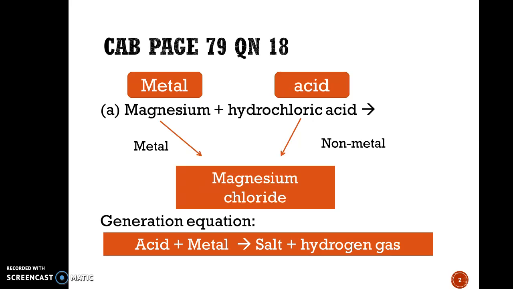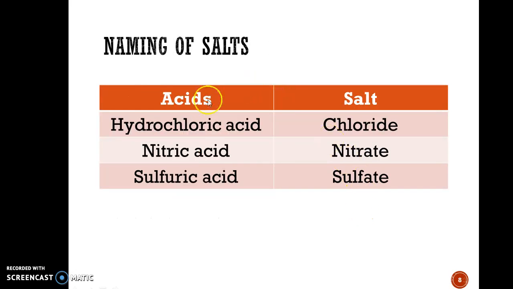In your syllabus itself, you are learning 3 different types of acids. Hydrochloric acid, the salt name will be something chloride, which is some metal and then a chloride. If I use nitric acid, you will end off with nitrate. If I use sulfuric acid, you will end off with sulfate. So right now I want you to copy this table somewhere in your CAB. I'm going to give you about 30 seconds to copy this now.